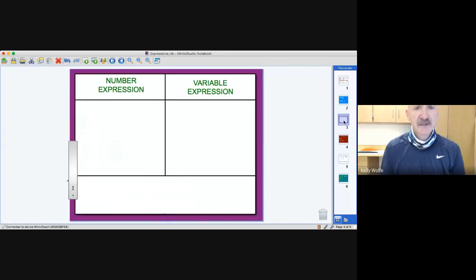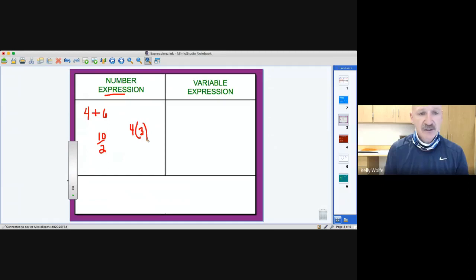Now, we have a couple of different kinds. If we're talking about a number expression, and remember, that's another way to say math problem, then that's just something you're probably used to seeing. 4 plus 6, that's a number expression. 10 divided by 2, that's a number expression. 4 times 3, that's another number expression. It's a math problem that only uses numbers, and you've seen a bunch of those in years past.